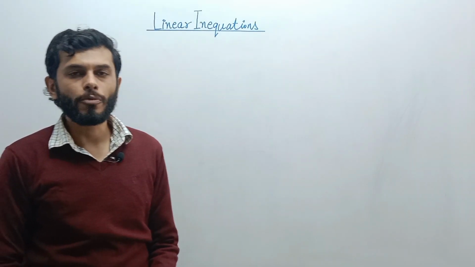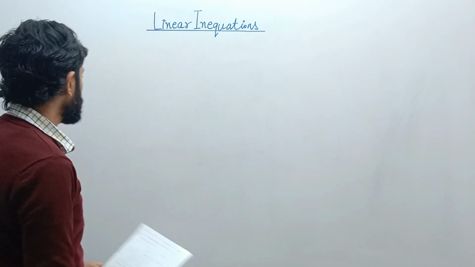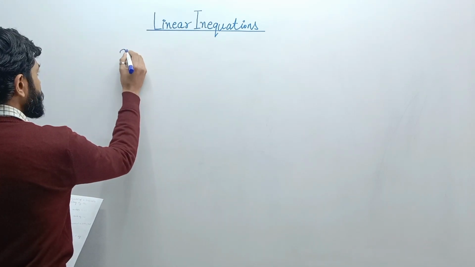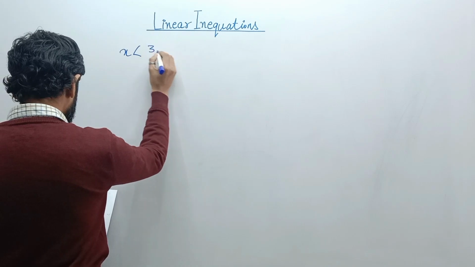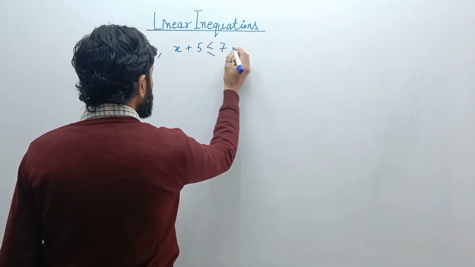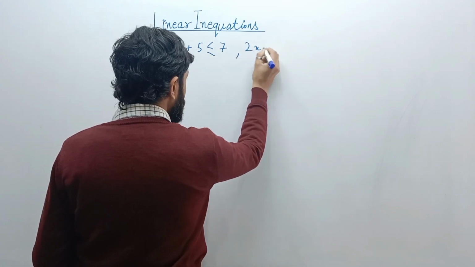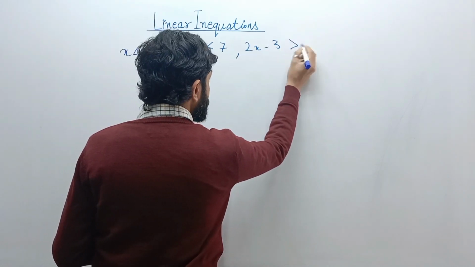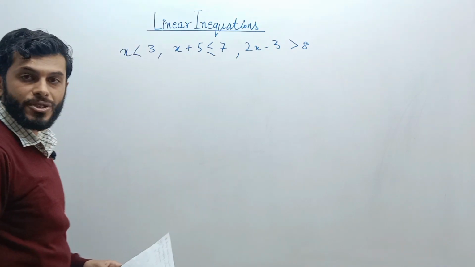In this video, we will be discussing algebra, and the topics covered would be linear inequations and quadratic equations. Also, we will be discussing the common mistakes committed by students while attempting the questions. Now beginning with the topic linear inequations. You all know statements such as x is less than 3, or x plus 5 is less than or equal to 7, or 2x minus 3 is greater than 8 are called linear inequations in one variable.